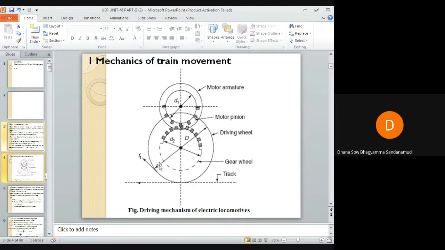What this gear wheel will do is transfer the tractive effort at the edge of the pinion to the driving wheel. So this F of T is the tractive effort.